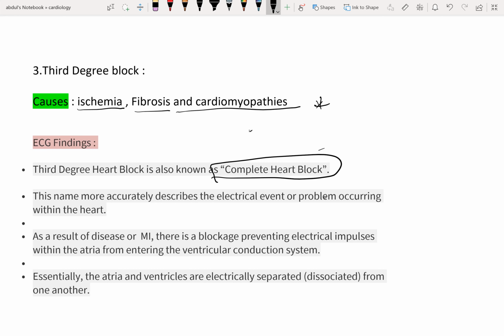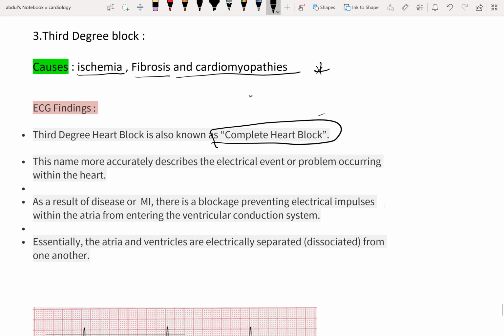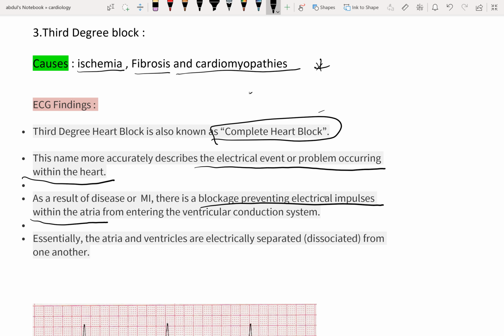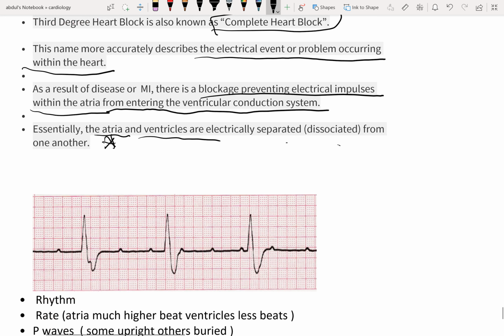So basically, what it means is that the atria and the ventricles act on their own. This name more accurately describes the electrical event or problem occurring within the heart. As a result of disease or MI, there is a blockage preventing electrical impulses within the atria from entering the ventricular conduction system. So essentially, as I told you, the atria and the ventricles are electrically dissociated from one another. Okay, so this is a third degree block.